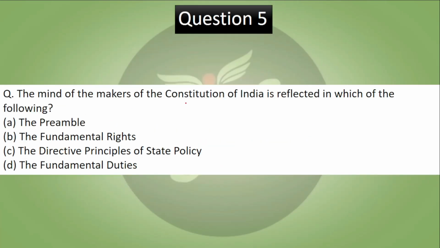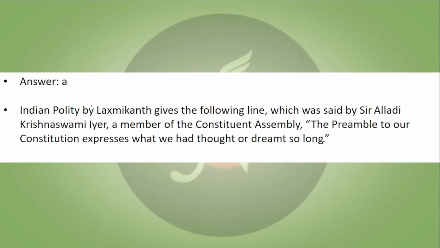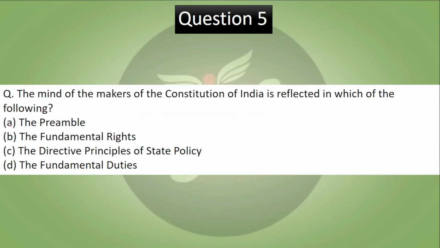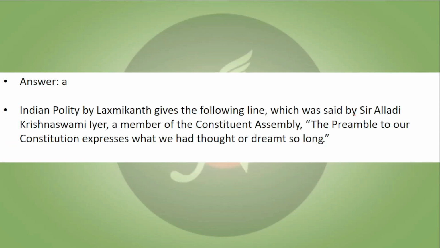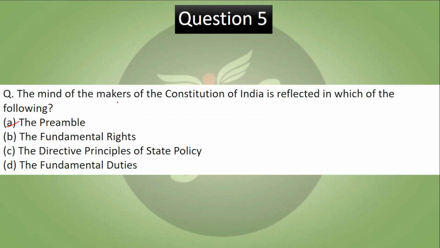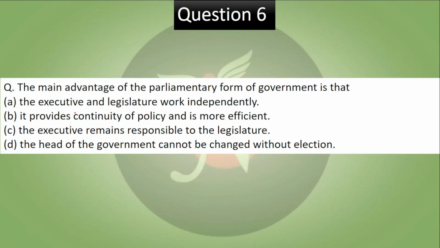The mind of the makers of the Constitution of India is reflected in which of the following? The preamble, the fundamental rights, the DPSPs, or the fundamental duties? Pause the video, try to answer. Now, let's see the answer. So, your correct answer to this is A. It is preamble. According to Laxmikant, the preamble to our Constitution expresses what we had thought or dreamt so long. Moreover, it was given by Sir Alladi Krishnaswamy Iyer, who was a member of the Constituent Assembly. So preamble generally reflects the constitution and the mind of its makers.